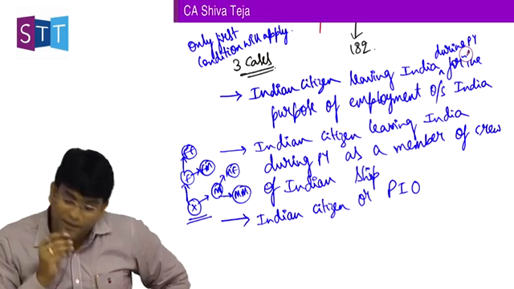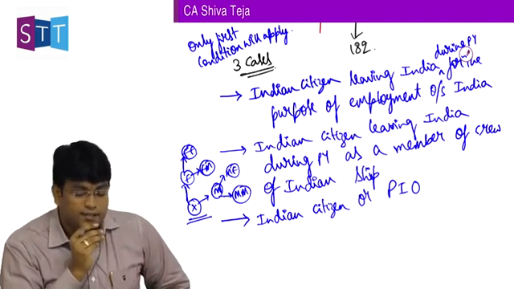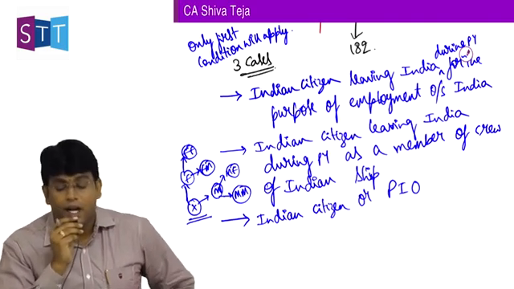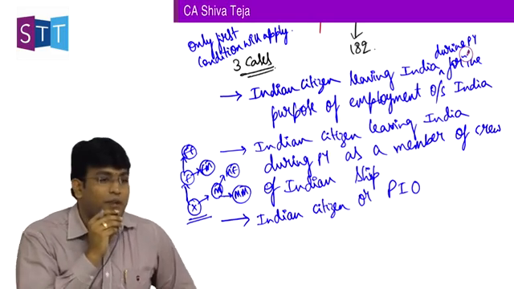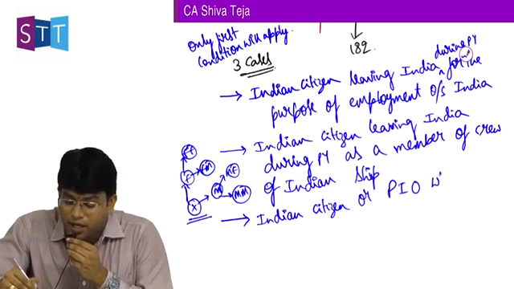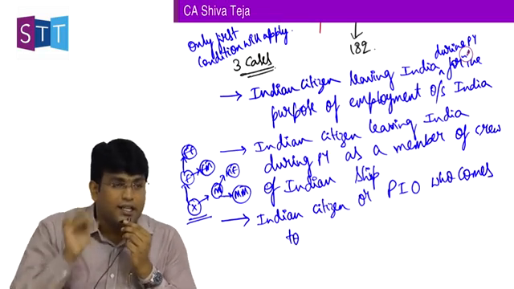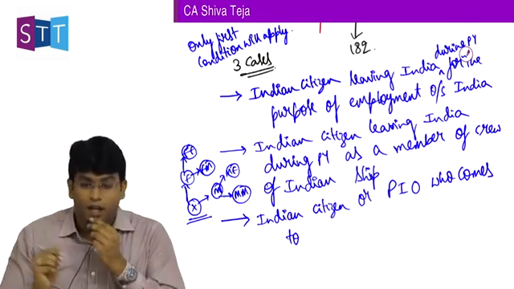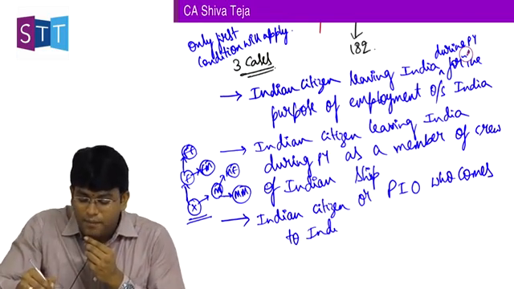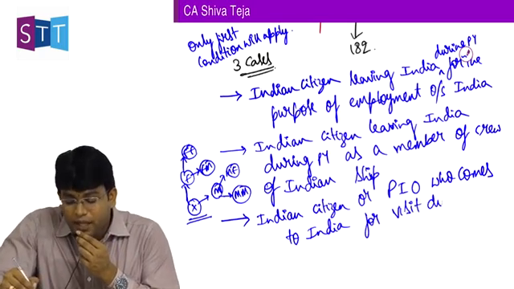What is the first point? Indian citizen leaving India during previous year. For what purpose? Employment outside India. Second, Indian citizen leaving India during previous year as a member of crew of an Indian ship. Third, Indian citizen or a person of Indian origin who comes to India for visit during previous year. So the first two are talking about going outside. The third one is talking about coming to India.